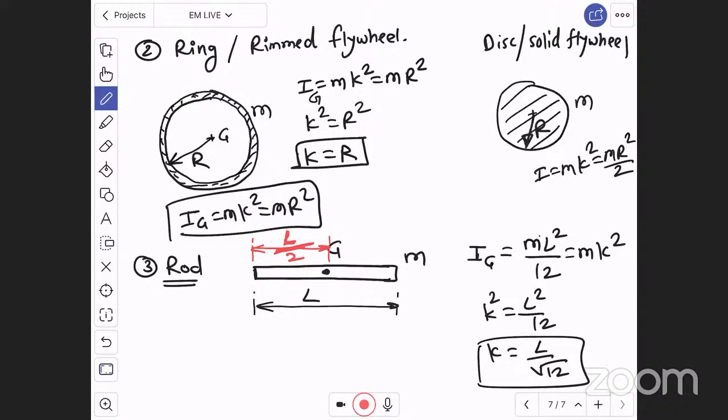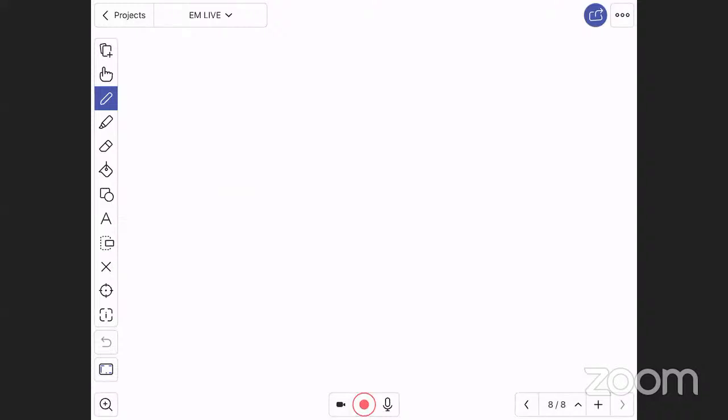Now after these concepts, let us understand I about any other point. Here we have learned I about centroid, that is center of gravity, I about G. Let us find this I about any other point. Let us say I about any other point P is nothing but I about G plus mr square. I about any other point P is nothing but I about centroid plus mr square. Let us understand this concept.